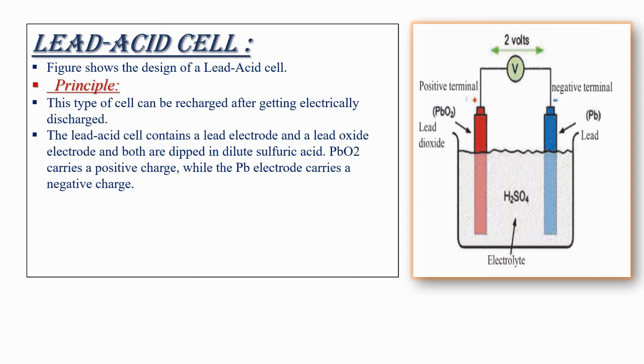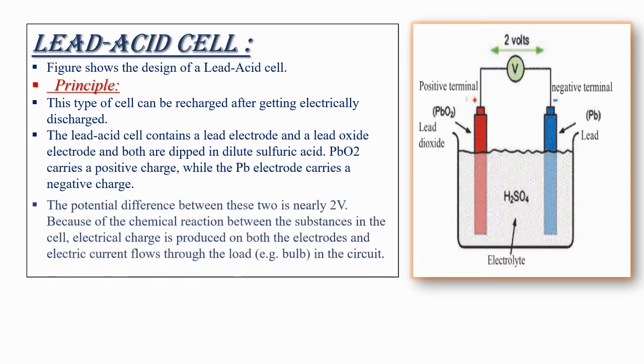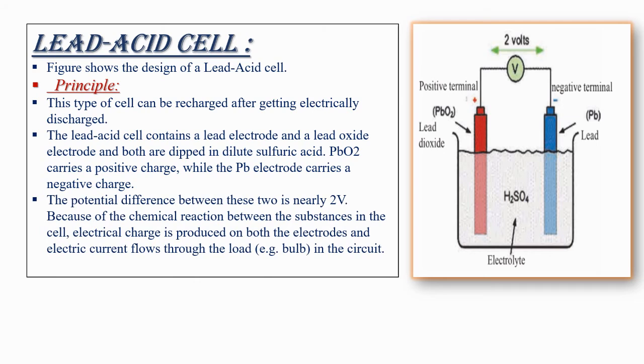PbO2 carries a positive charge, while the Pb electrode carries a negative charge. The PbO2 is named as lead dioxide and Pb as lead. The potential difference between these two is nearly 2 volt because of the chemical reaction between the substances in the cell. Electrical charge is produced on both the electrodes and electric current flows through the load, that is bulb, in the circuit.